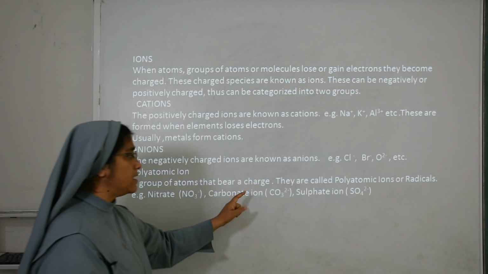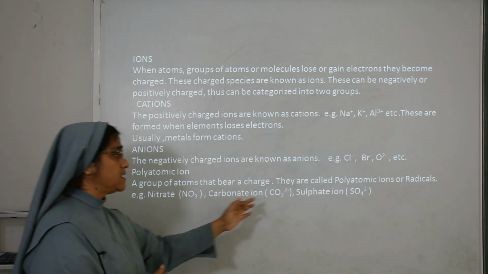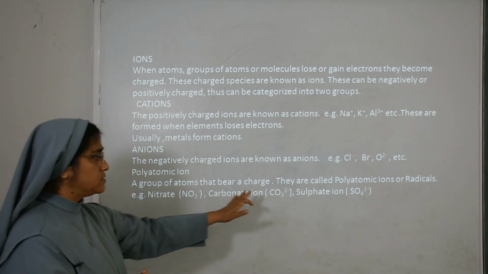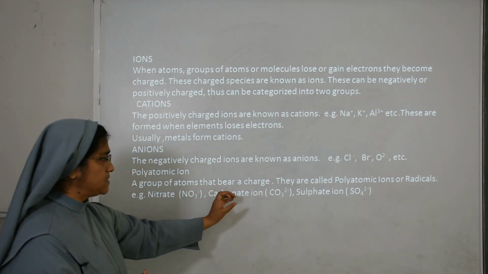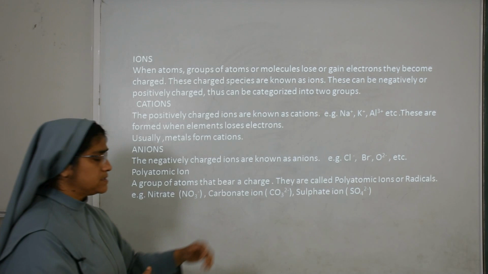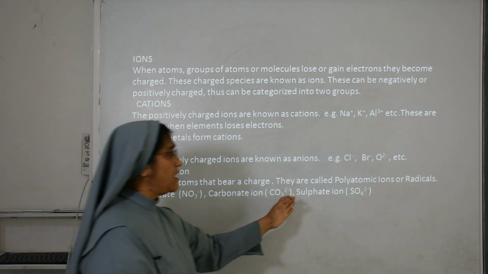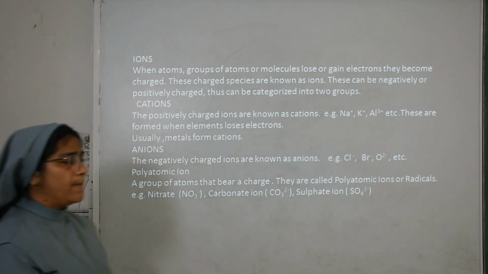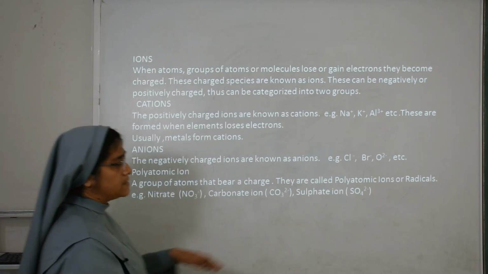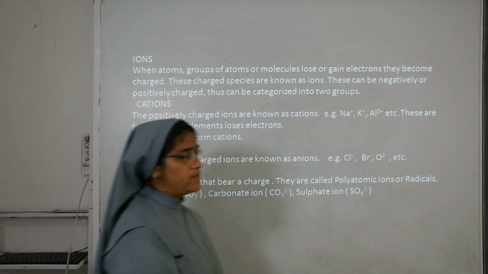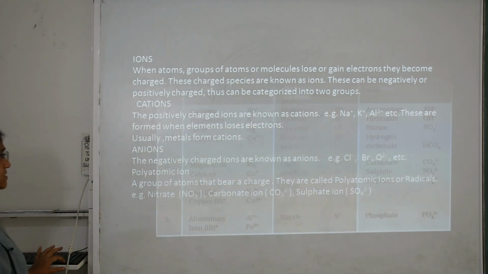Then the carbonate ion. How many atoms are there? 4 atoms are there. CO3 2 minus. A group of atoms that bear a charge, that is the carbonate ion. The sulfate ion is SO4 2 minus. A group of atoms, how many atoms? Oxygen 4 and sulfur 1, 5 atoms are present here.